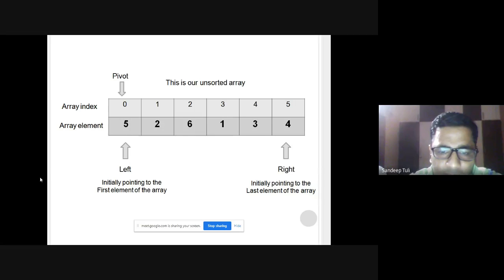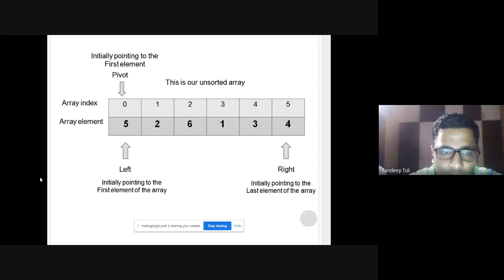Okay, now what is our purpose and task? We need to shift the position of 5 in such a way that all the elements to the left of that 5 are lesser than it, and all the elements greater than 5 are to the right of the 5. So we have to move 5 in such a way that all the smaller elements come to its left and all the bigger elements come to its right. This is what we have to do. So this is our starting assumption: left will be pointing to the first element, right will be pointing to the last element, and pivot will be pointing to the first element of the array again.